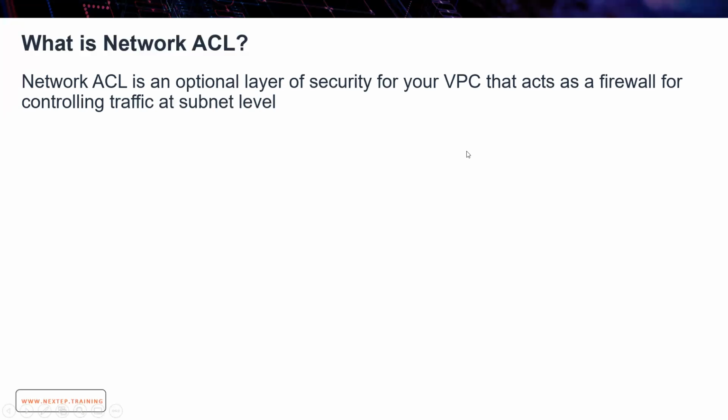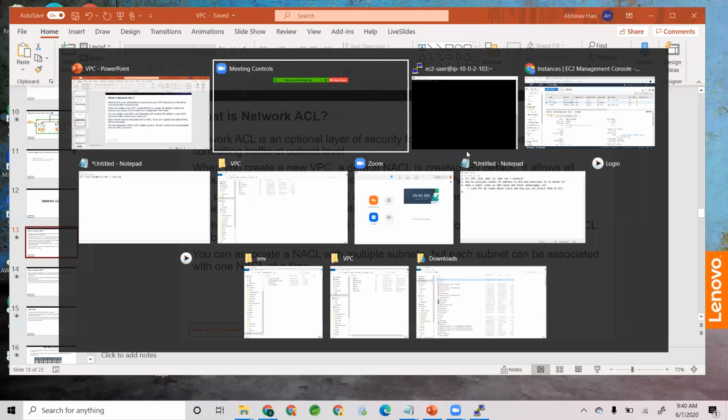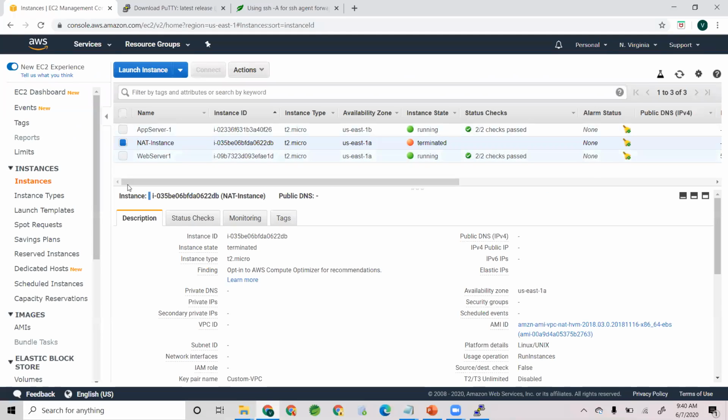Let's take a look at it. So with that said, network ACL is an optional layer of security for your VPC that acts as a firewall for controlling traffic at subnet level. When you create a new VPC, a default network ACL is created. I told you guys this yesterday. We observed that one also. By default, it allows all the inbound traffic and outbound IPv4 traffic, and if applicable, IPv6 traffic. We looked at that also yesterday. By default, that's the state right now. If you really look at it, we did not mess with the network ACLs yet.